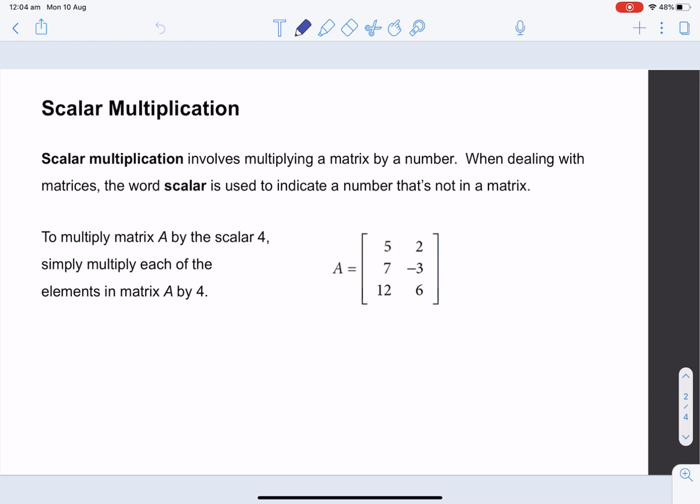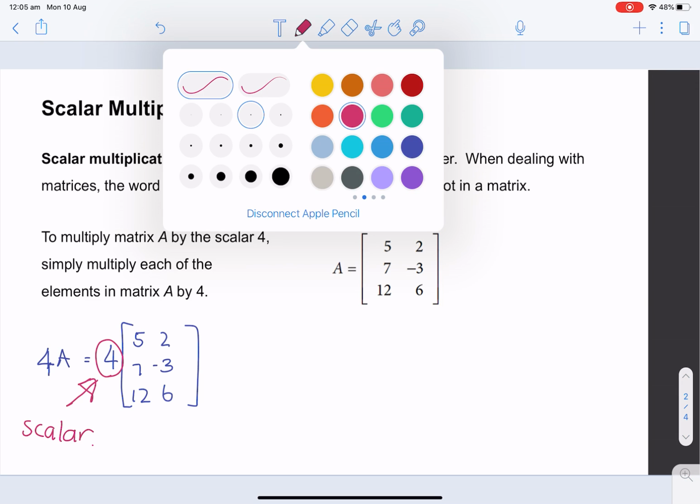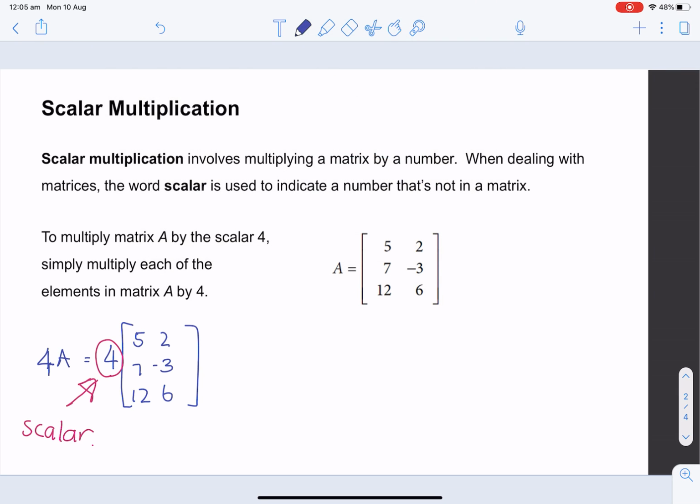So we have matrix A, and we want to multiply 4 by A. So what I do is I put a 4 outside of my matrix, which is 5, 2, 7, minus 3, 12 and 6. Now this here is my scalar. He's the one I want to multiply with A. And then all I do is I take each element, I go 4 times 5.